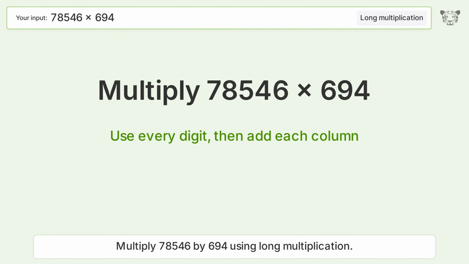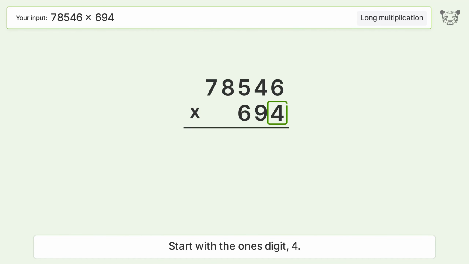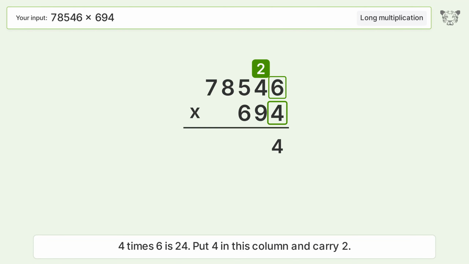Multiply 78,546 by 694 using long multiplication. Start with the ones digit, 4. 4 times 6 is 24. Put 4 in this column and carry 2.